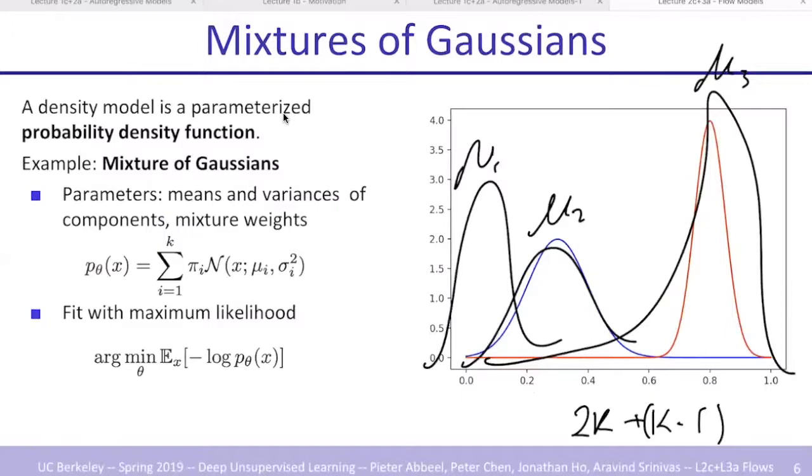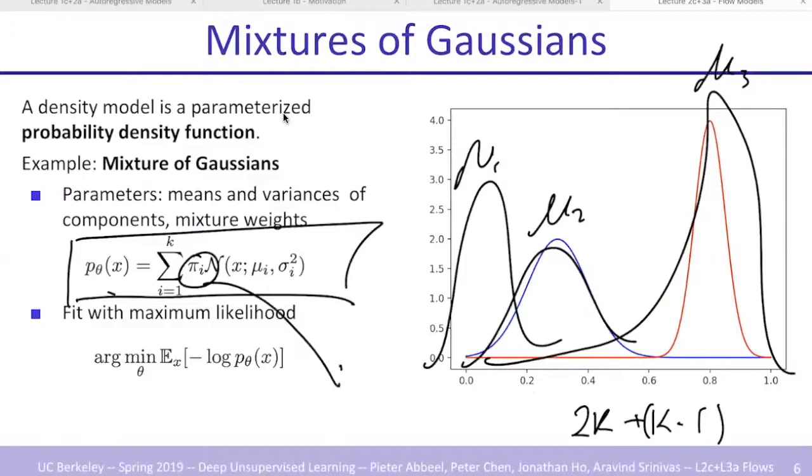So this will be the final model. The final model is very simple and very interpretable. You have a mixture of Gaussians. This pi is going to be categorical, so the pi i sum up to 1. These are the probabilities that you choose the k-th Gaussian.